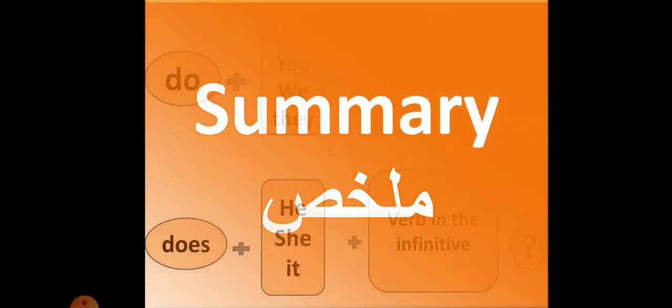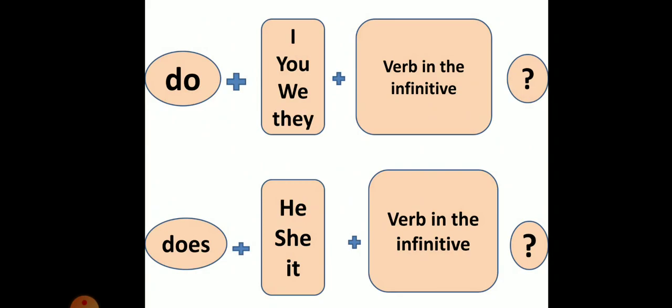Summary. Do plus I, you, we, and they plus a verb in the infinitive plus the question mark. Okay, this is the form, in the interrogative form. Do, which is moved to the front, plus subject, plus verb in the infinitive, plus the question mark, of course. For he, she, and it, we use does. So does plus subject, he, she, and it, plus verb in the infinitive, plus question mark. Okay?